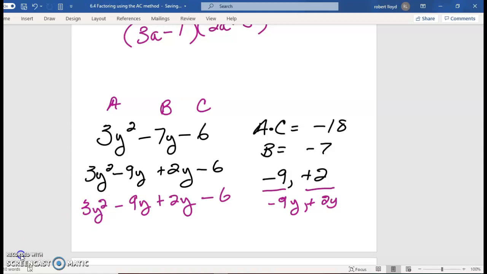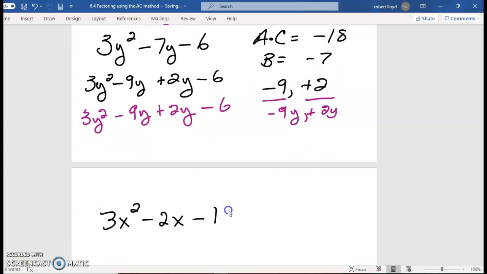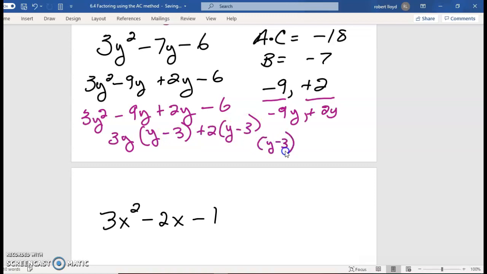Then we're going to factor the first two, and we would get 3 for the number, and we can take a y out of each of these. And in parentheses will be my y minus 3. Here we can take a 2 out of each. So then we have the common y minus 3 parentheses. We take that out. What's left goes in the second parentheses. So in each of these cases, if you were to FOIL this back, you would get the original problem.